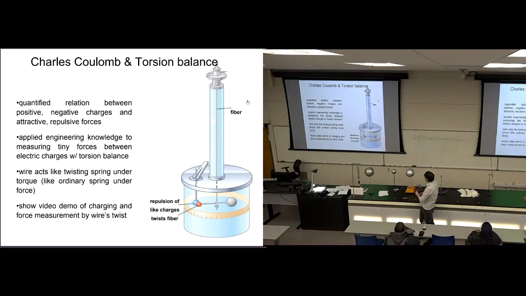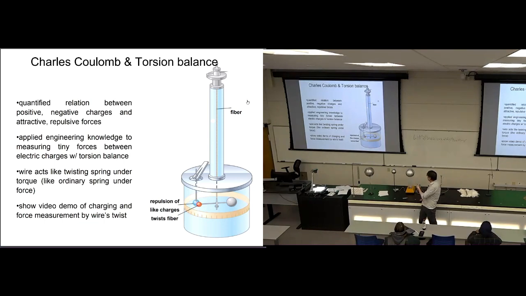This sketch here, this is the torsion balance, and I'm going to show you a video of the torsion balance so you get a better idea of it. But basically a torsion balance is a long vertical wire or long vertical fiber, here it is.